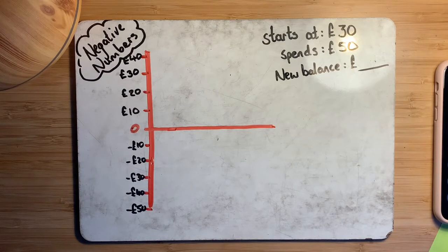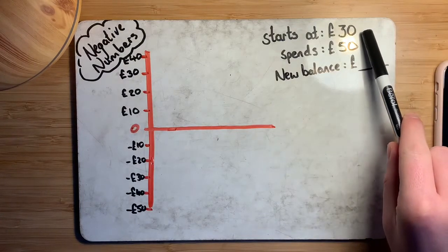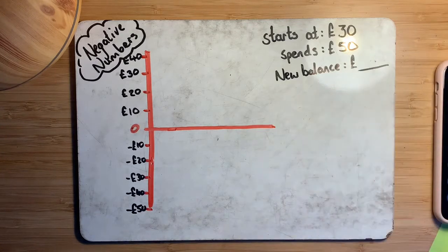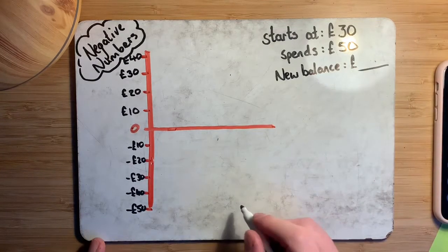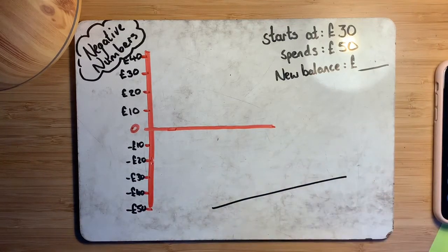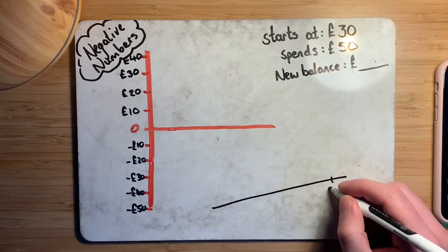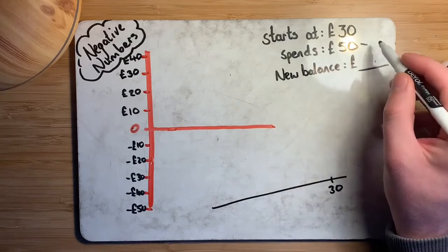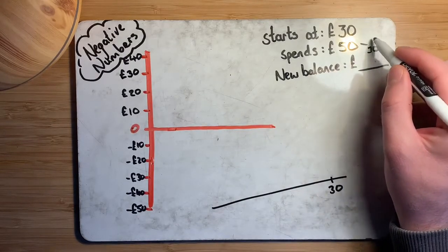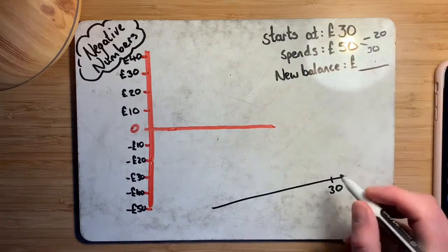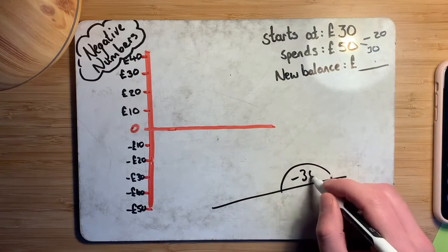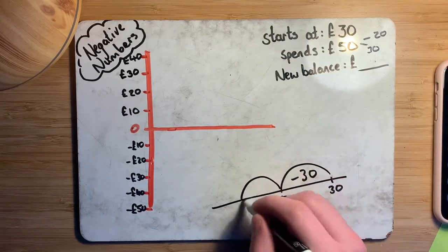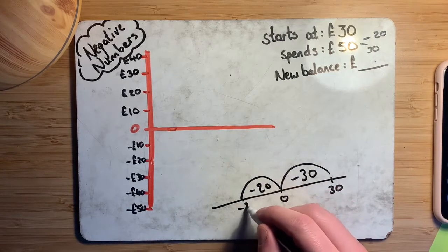So yesterday when we were working on this type of task, if we were working on, say, this task here, so someone started at £30 and they spent £50, what was their new balance? We were really just thinking about it with an empty number line. There's your 30 there, and you were thinking, I could chunk that into a 30 and a 20. So I could take my 30 off, which would take me down to 0, and then I could take my 20 off, which would take me down to minus 20.